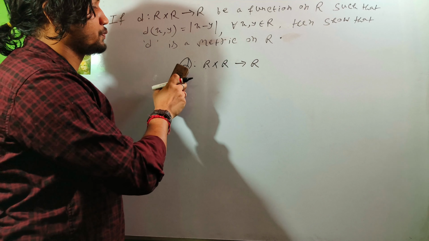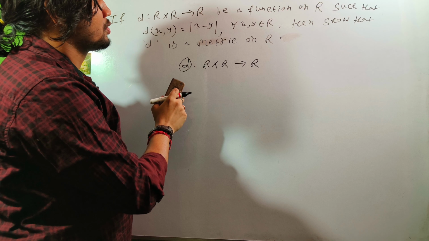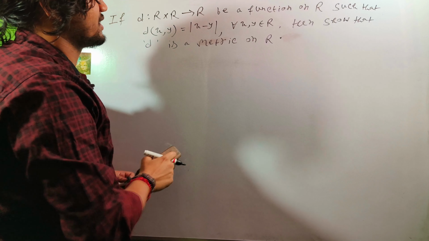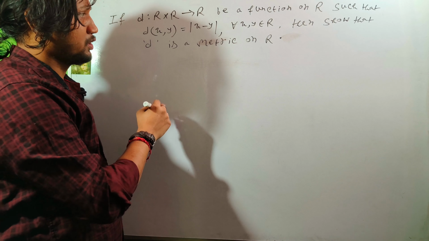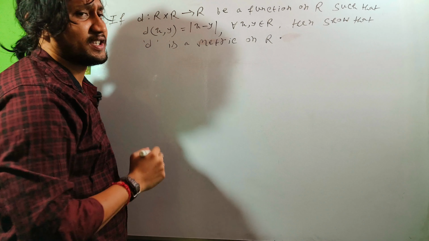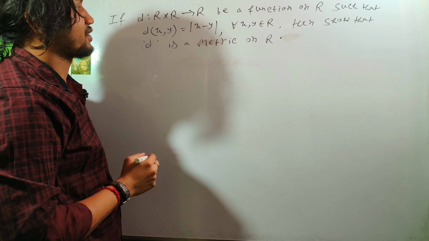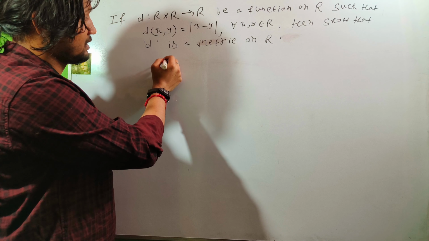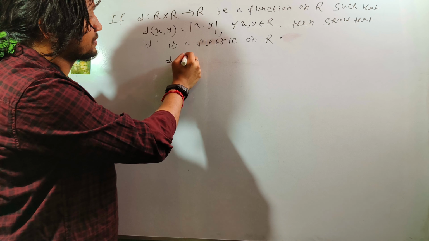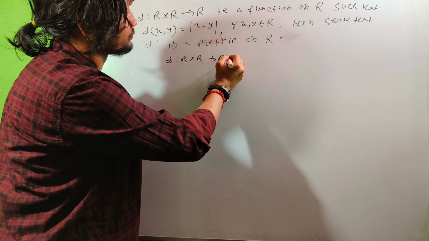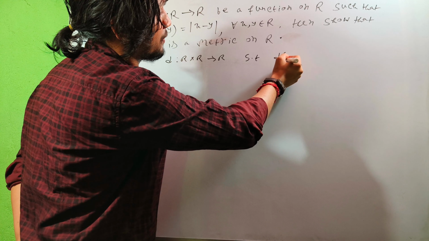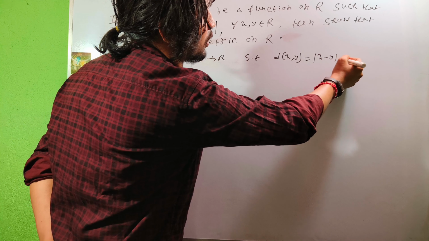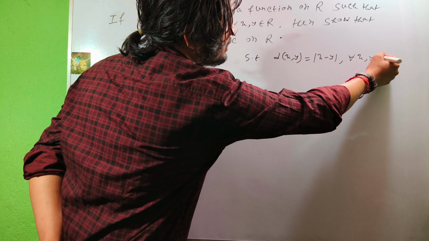So before going to prove D is a metric, we have to recall the properties of a metric. We are also familiar with the fact that there are four properties to form a metric. If D satisfies all the four properties, then it is said to be a metric on R. So we will do it step by step to show D is a metric on R. It is given that D maps R cross R to R such that D of x comma y is equal to mod of x minus y for all values of x comma y belongs to R.